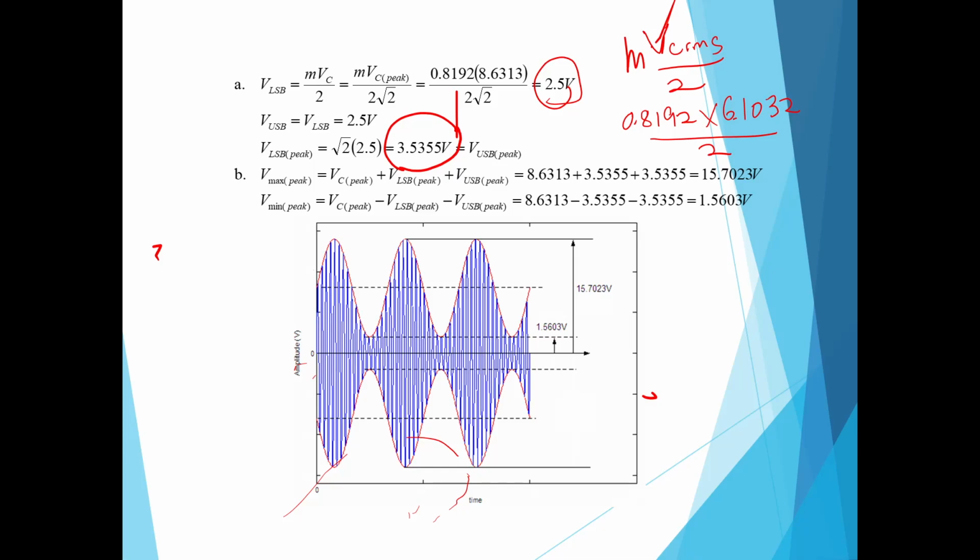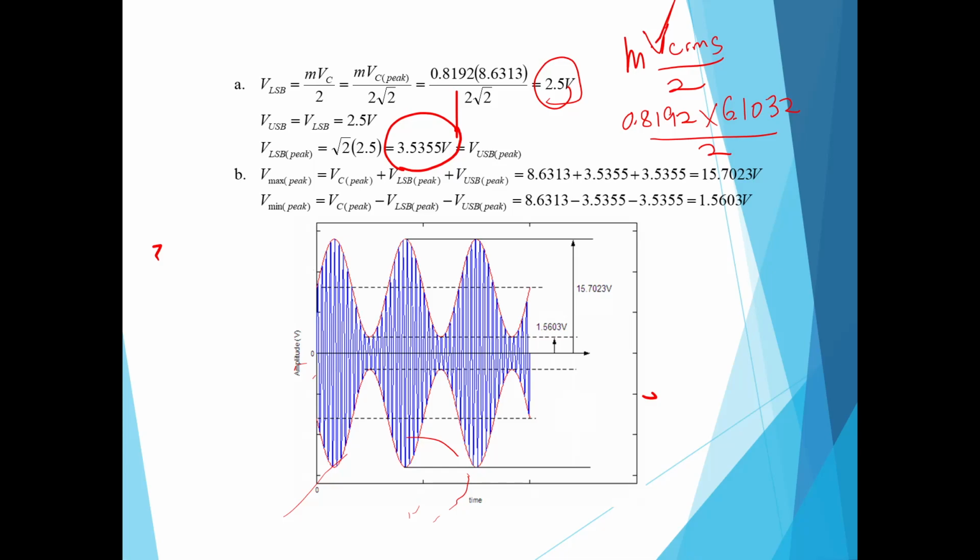Selesai. And then the last question. So the last question asks, sketch the waveform that you will see with an oscilloscope if it is placed in parallel with the spectrum analyzer. So the question asks, sketch the AM waveform. That means you need to do the time domain graph.